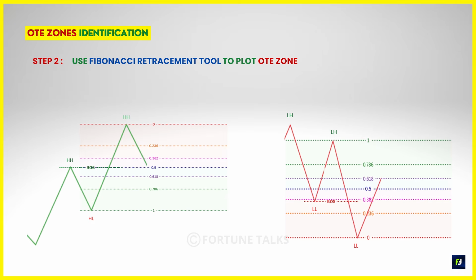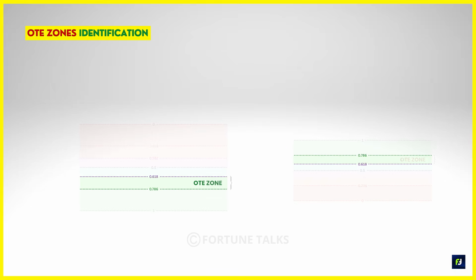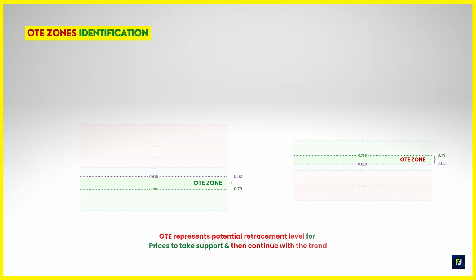Now, you'll be able to see all the important Fibonacci retracement levels between 0 and 1. Out of this, the OTE zone typically ranges from the 0.618 to 0.786 fib levels. Approximating this, you can consider it as 0.62 and 0.79 levels. This OTE zone between 0.62 and 0.79 fib levels represents a potential retracement area where prices might stall or reverse before continuing the existing market trend.